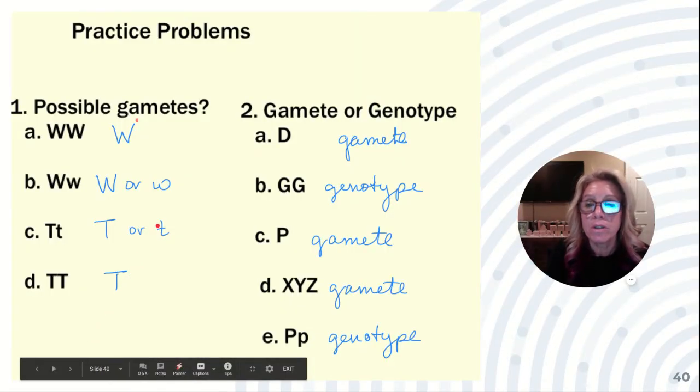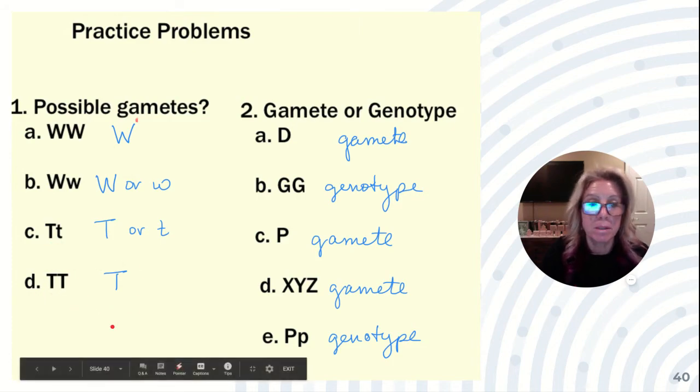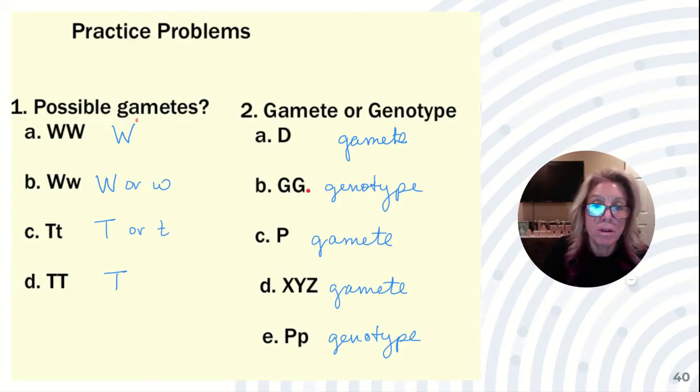All right, so like we said before, you'd only have a big W here because even when you do this law of segregation, all you are separating are big W's. Here you could have a big W or a little w. Here a big T or a little t. And here the only kind of gametes you could make is a big T. This is a gamete. This is a genotype because you have your homologous pair.